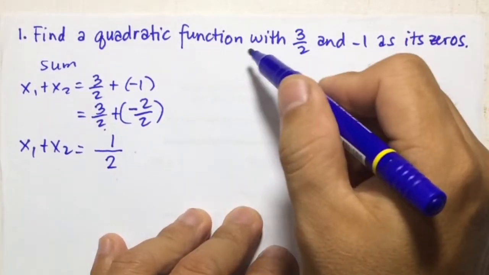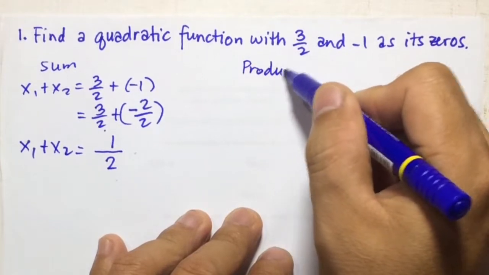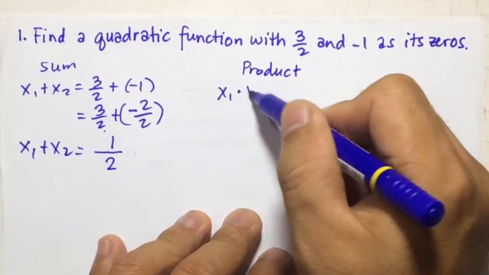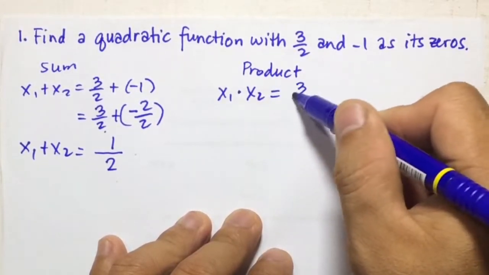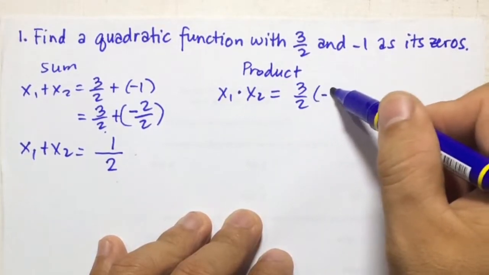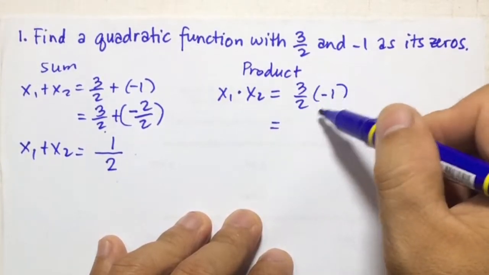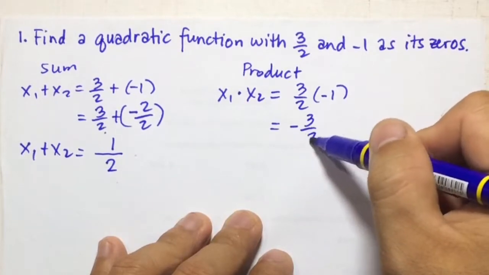Then if we're going to have their product, we can have x1 times x2. So 3 halves times negative 1. So that will be negative 3 over 2.